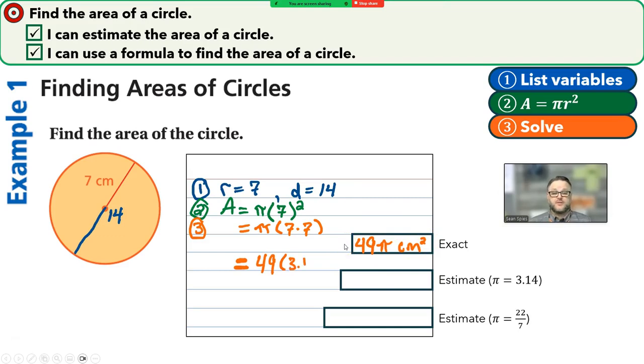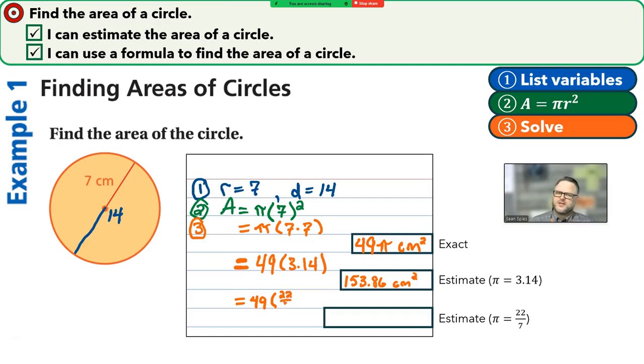If we were asked to estimate, there's 2 ways to estimate. Instead of 49 pi, we would substitute 3.14 in for pi. When we do that and multiply, we get 153.86 centimeters squared. Or, if we were estimating, we would take 49 times 22 over 7.